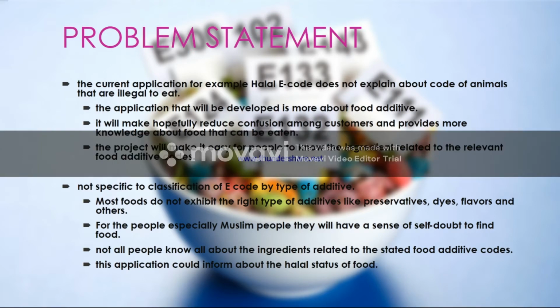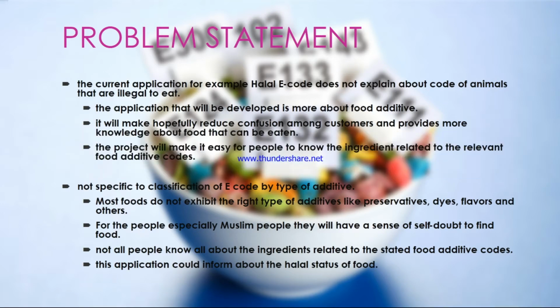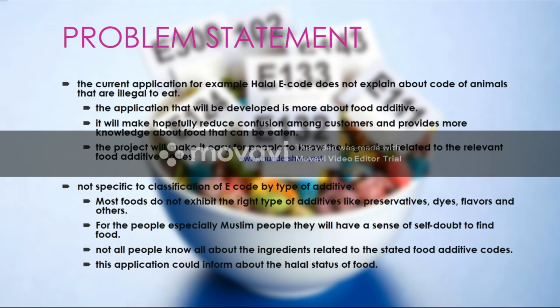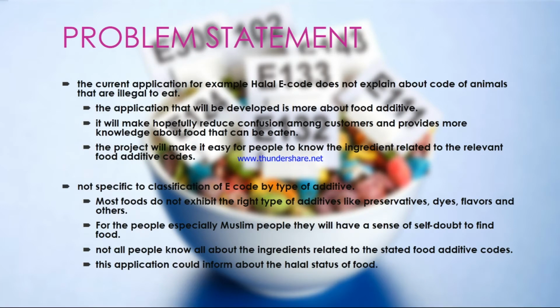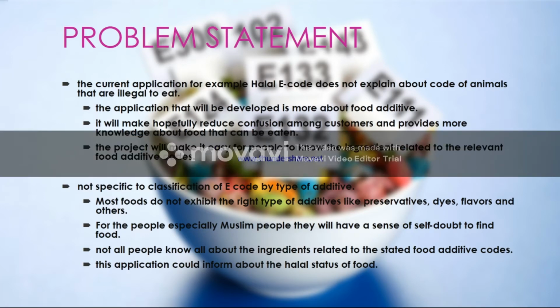The second problem is that there is no specific classification of E-codes by type of additive. Most foods do not exhibit the right type of additive, like preservatives, dyes, flavors, and others. For people, especially Muslim people, they will have a sense of self-doubt when finding food. Not all people know about the ingredients related to the stated food additive codes. So, this application could inform about the halal status of food.